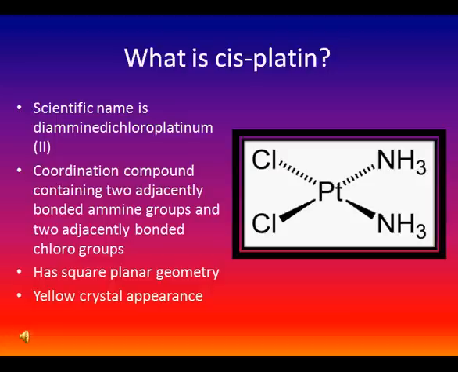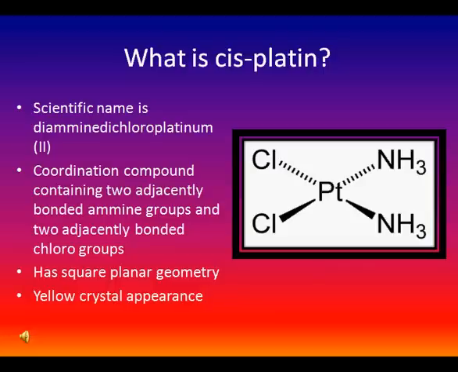Cis-diamminedichloroplatinum(II), also known as cisplatin, is a bright yellow coordination compound and one of the most commonly used drugs in cancer treatment. It consists of two adjacent amine groups and two adjacent chlorines bonded to a platinum 2+ cation in a coordination complex.